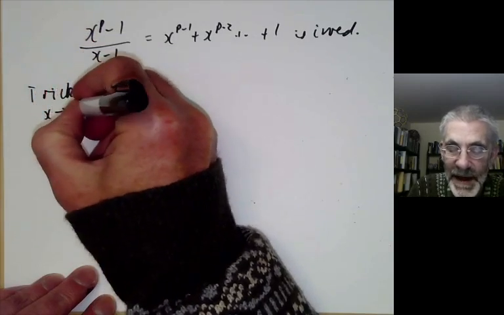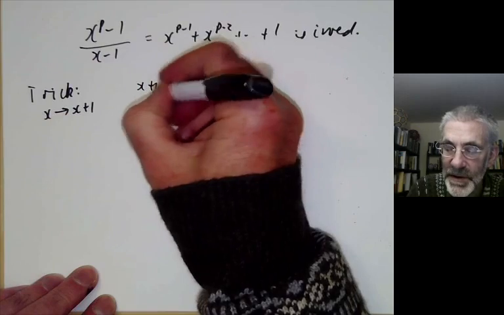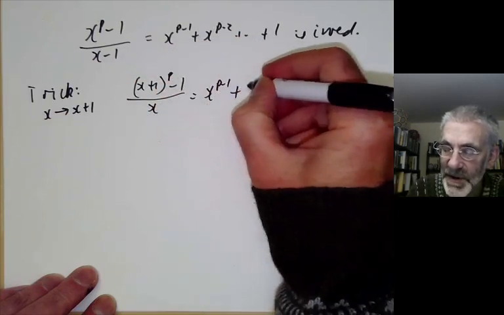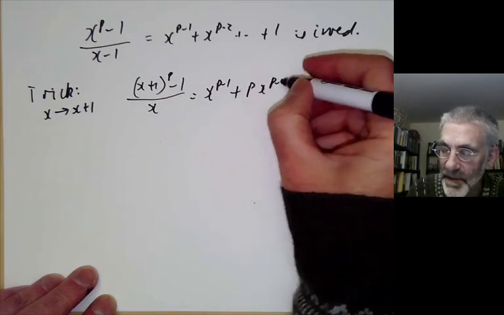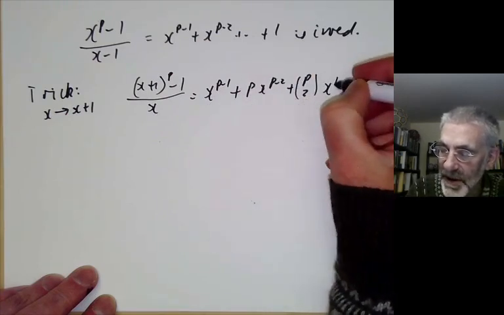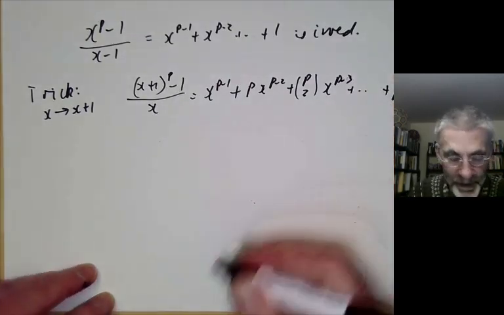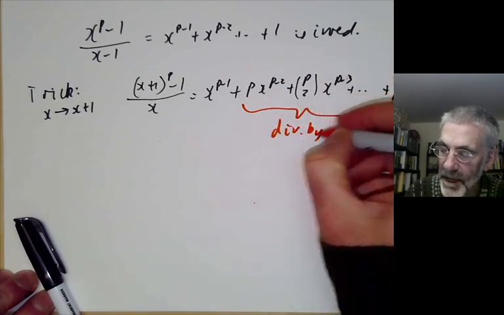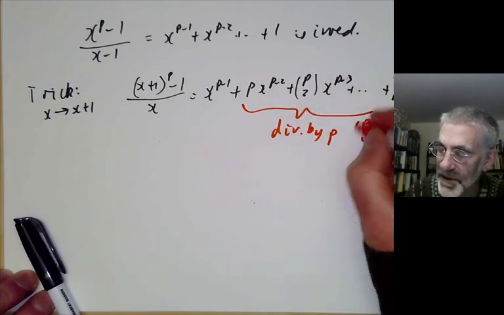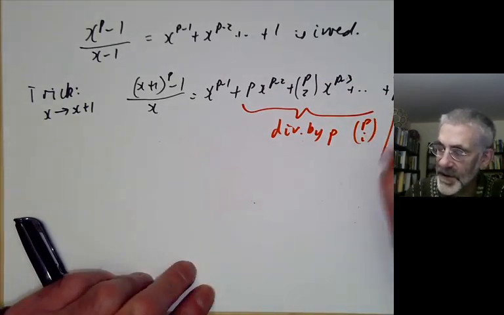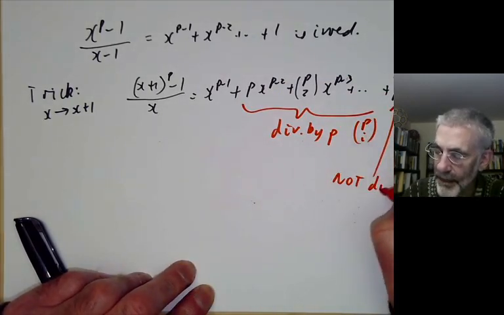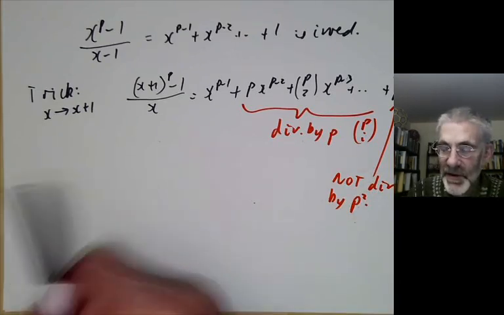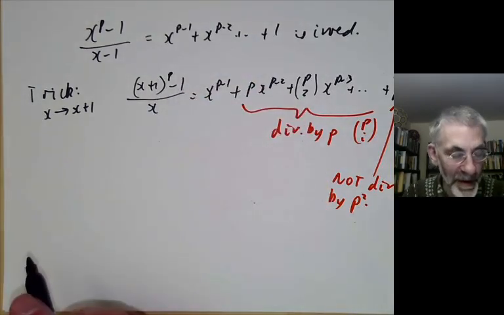We can change x to x plus 1 and we get (x plus 1) to the p minus 1 over x, which is now x to the p minus 1 plus p x to the p minus 2 plus p choose 2 x to the p minus 3 and so on plus p. And now we notice that all these coefficients are divisible by p because they're just binomial coefficients. And we also notice that this is not divisible by p squared. So by Eisenstein's criterion, this polynomial and therefore that one are irreducible.